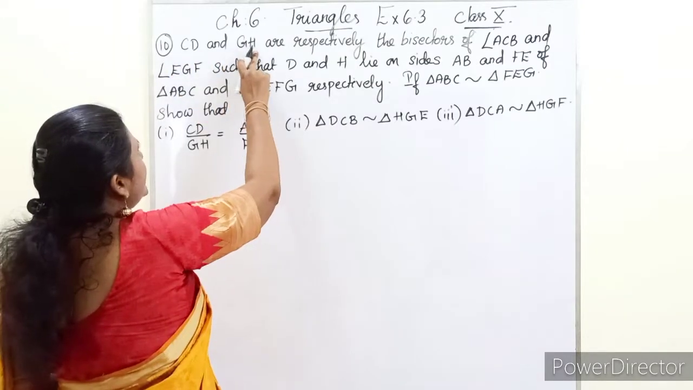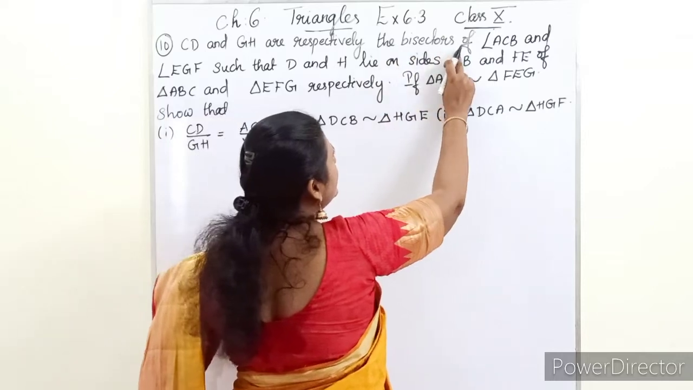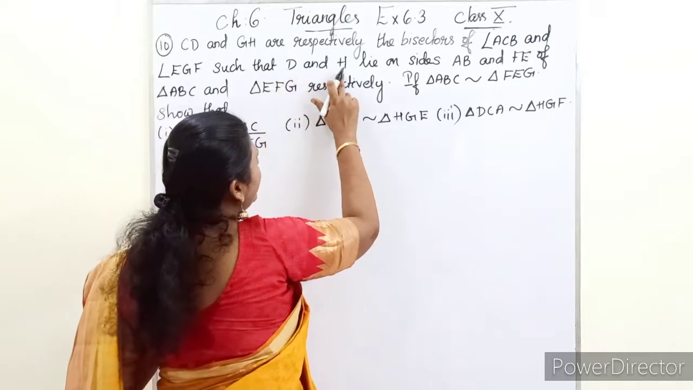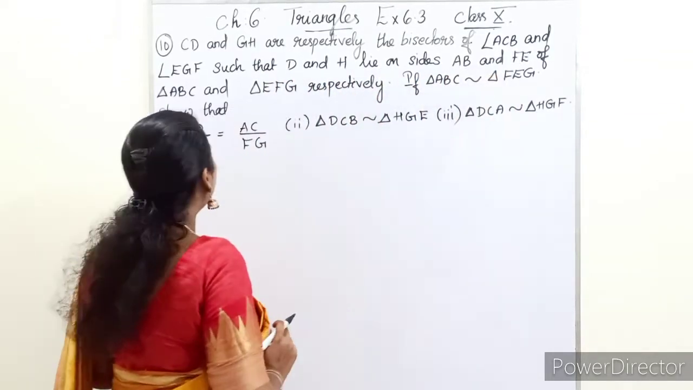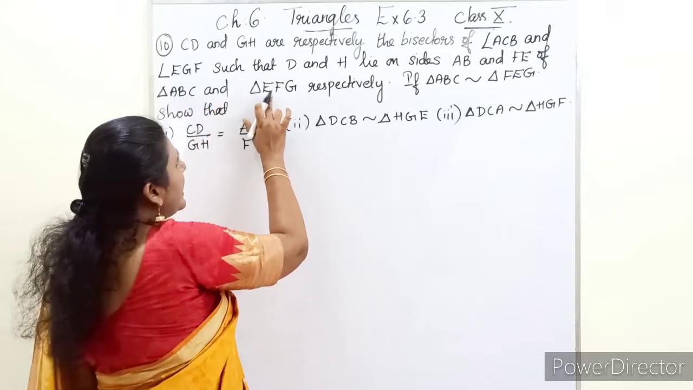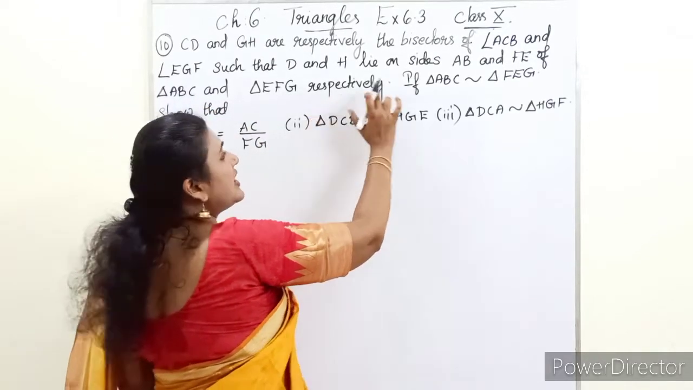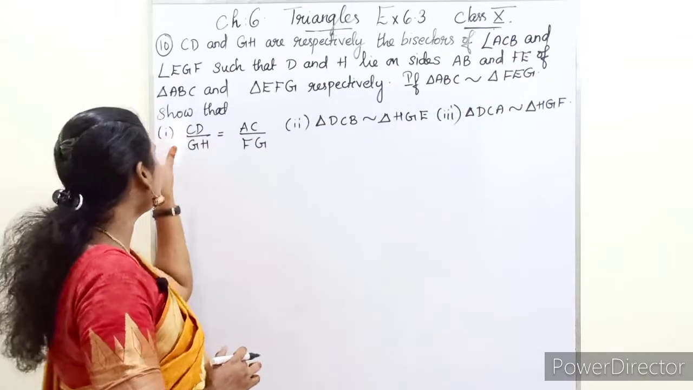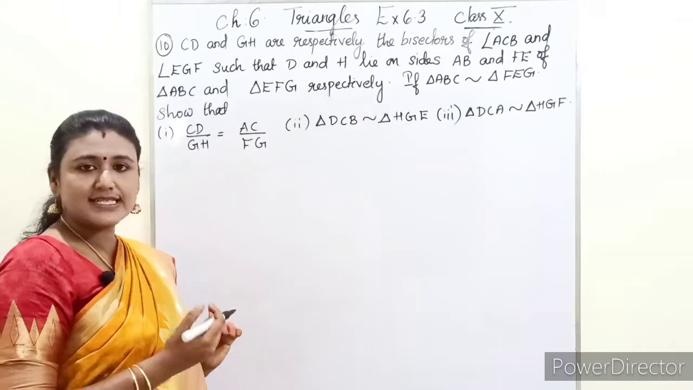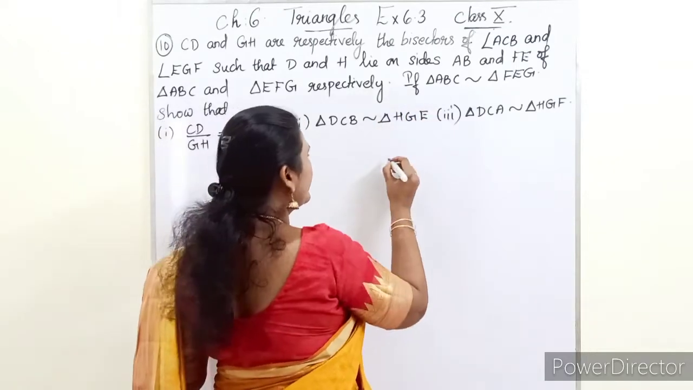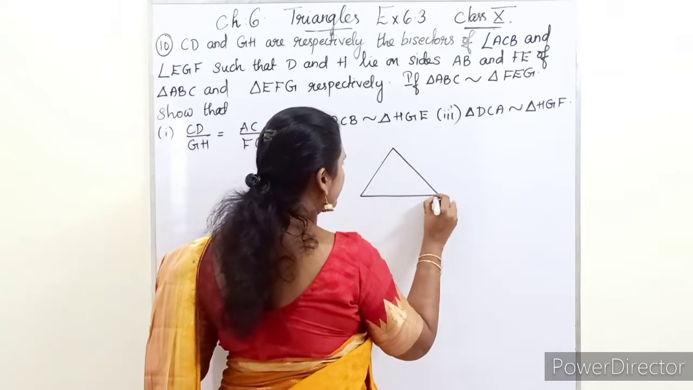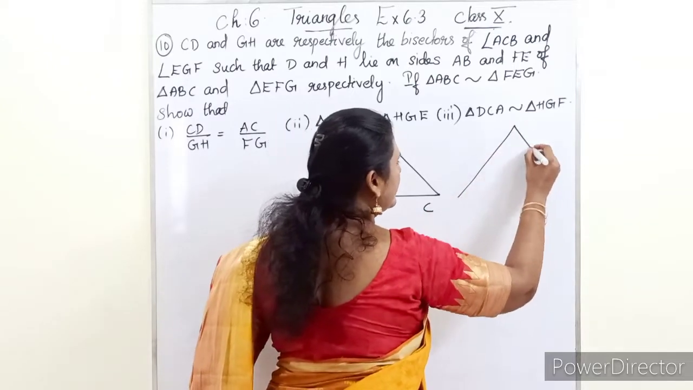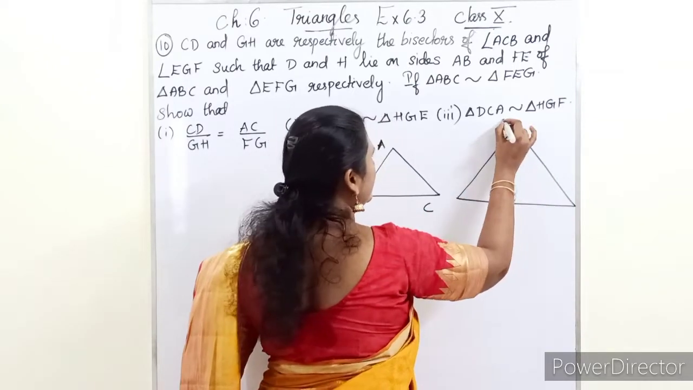CD and GH are respectively the bisectors of angle ACB and angle EGF such that D and H lie on sides AB and FE of triangle ABC and triangle EFG respectively. If triangle ABC is similar to triangle FEG, then we have to show these three conditions. So first let us draw the diagram. So we have two triangles ABC and EFG.